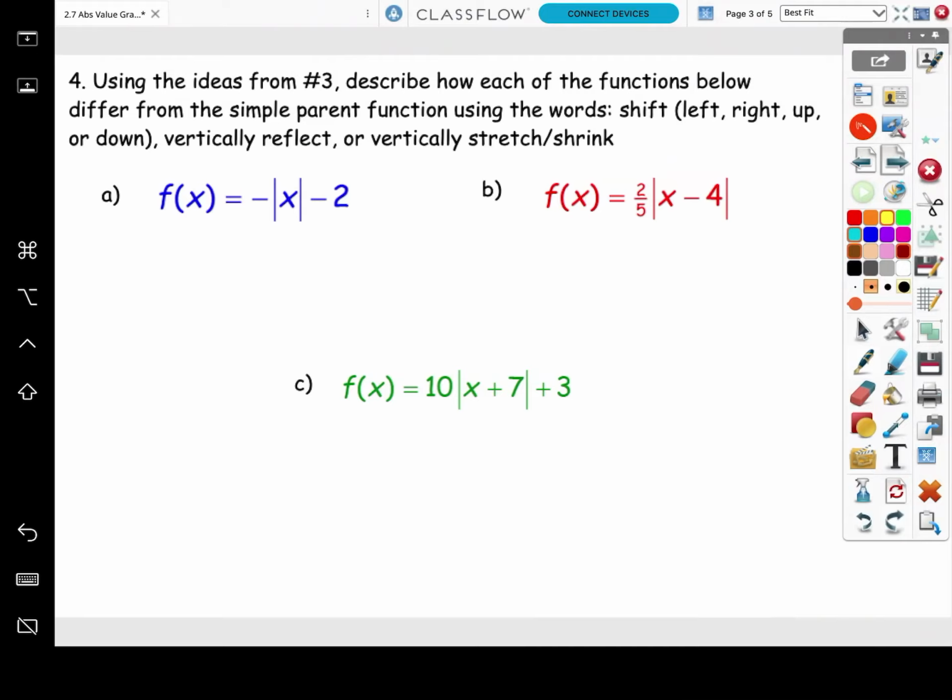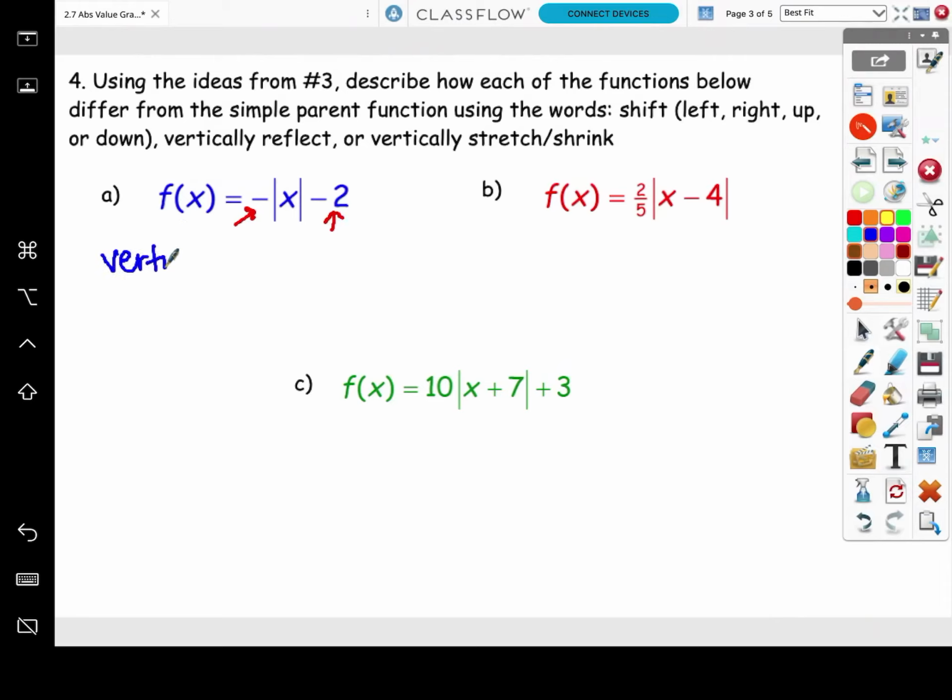Okay, now we're not asked to graph, we're just asked to describe the changes. So describe the transformations using proper words. So shift, left, right, up, or down, and then it might be a vertical reflection or a stretch or shrink. So the first one in blue, f of x is equal to negative absolute value of x minus 2. We got two things going on. We have this negative out front, and we have this minus 2. Those are the two changes, so those are the two things you get to tell me about. Okay? You can tell me in any order, doesn't really matter.